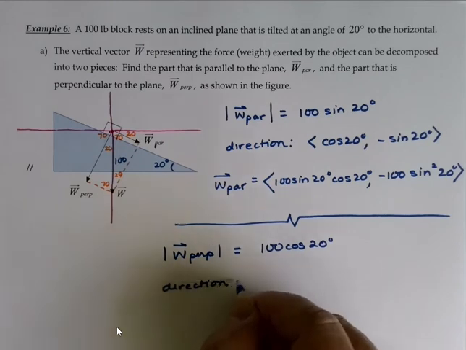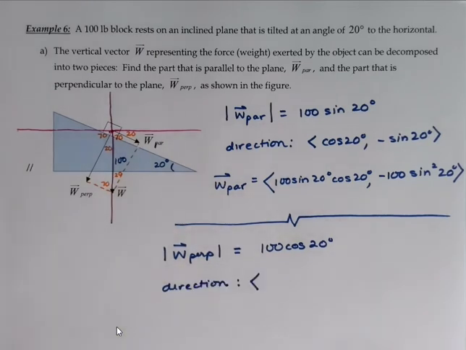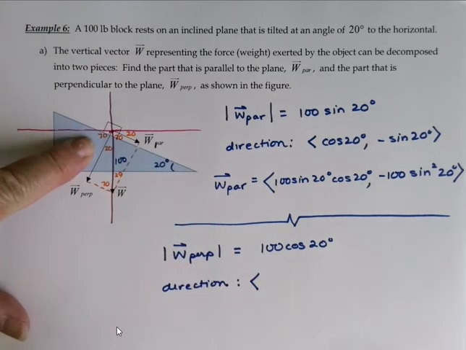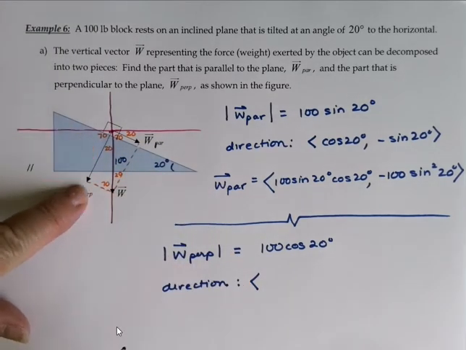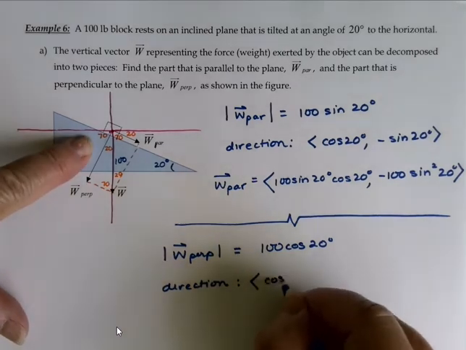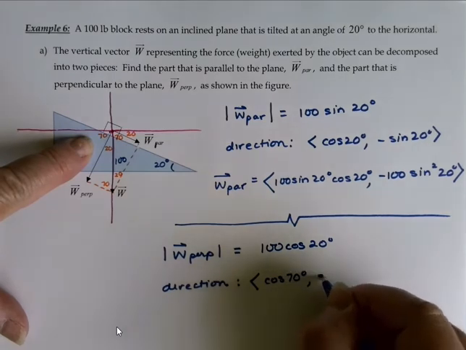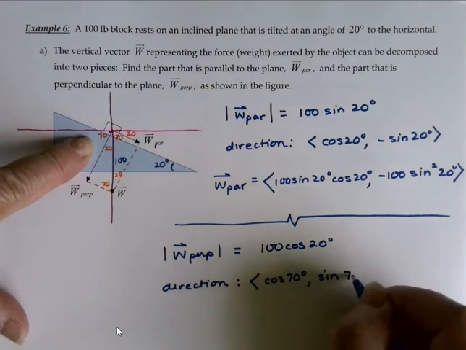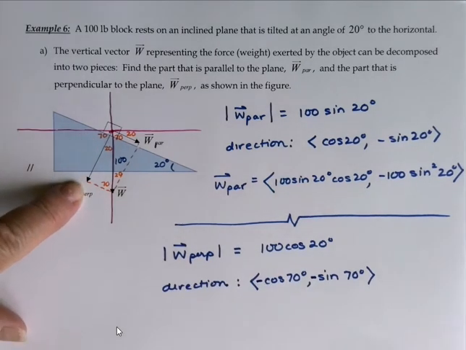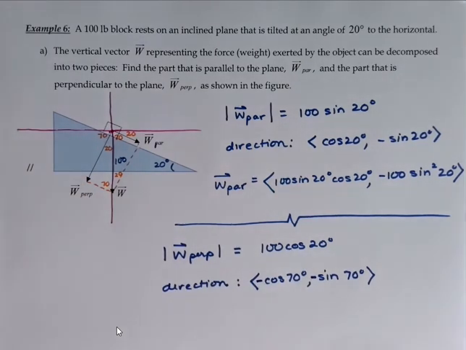And as far as the direction is concerned, let's see, looking at this, that's a 70-degree angle. Both x and y are negative in the third quadrant, so I could go with cosine 70 degrees, sine 70 degrees, if I make them both negative to reflect that third quadrant angle.